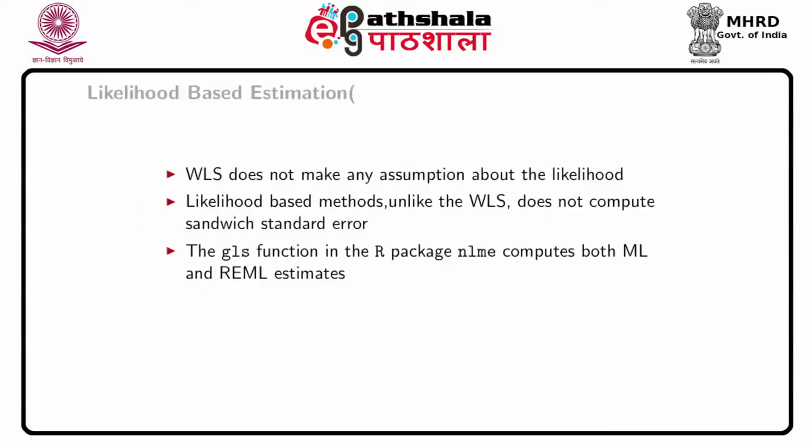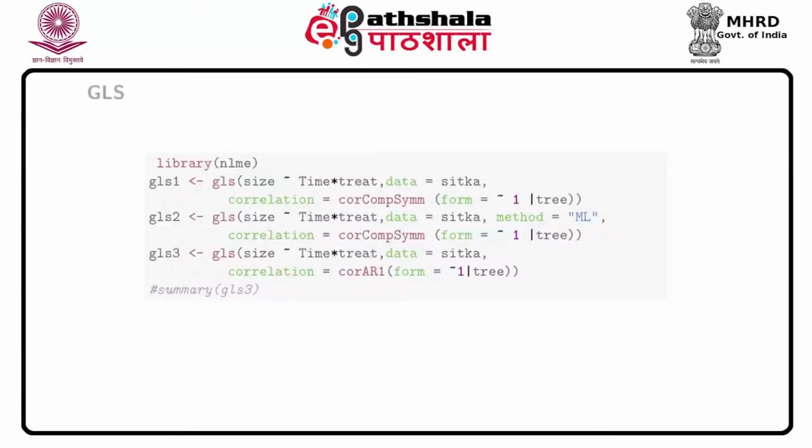Now, as we all know, weighted least squares does not make any assumption about the likelihood. We have also learned theoretically about the REML functions. So we would now be using the R package nlme to compute the REML estimates. But REML estimates do not provide the sandwich standard errors, which weighted least squares generally provides. To compute the REML estimates or the maximum likelihood estimates, we would be using the gls function. The R package nlme contains the gls function.